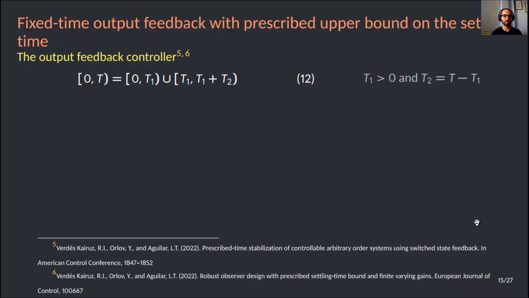In this case, the output feedback controller is built from the state feedback presented in the American Control Conference and an observer presented in the European Journal of Control. The prescribed time interval is divided into 2 sub-intervals. In the first interval, the observer will converge, and in the entire interval, the closed loop trajectories are expected to converge to the origin.